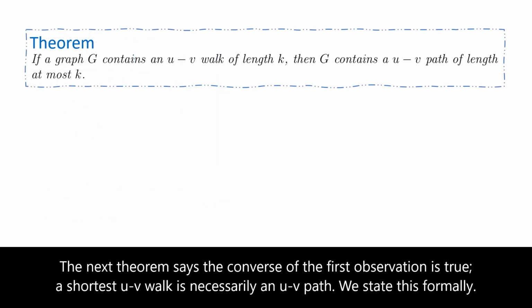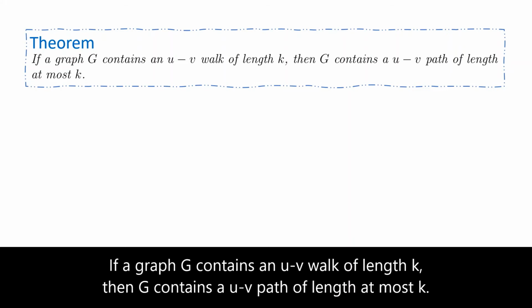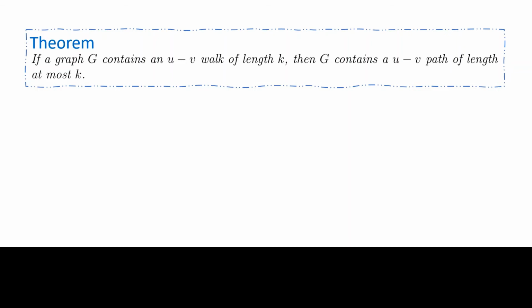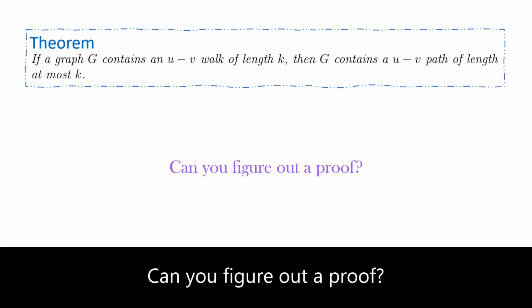The next theorem says the converse of the first observation is true. A shortest u-v walk is necessarily a u-v path. We state this formally. If a graph G contains a u-v walk of length k, then G contains a u-v path of length at most k. Can you figure out a proof?